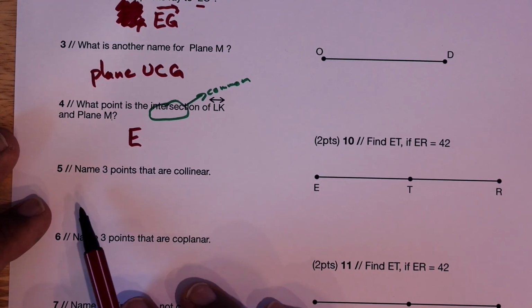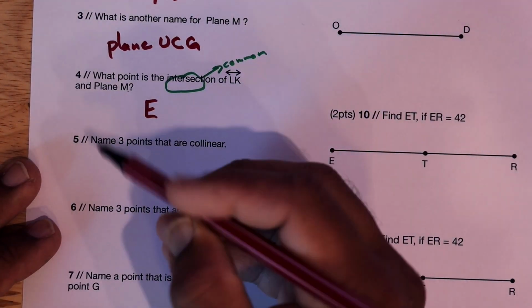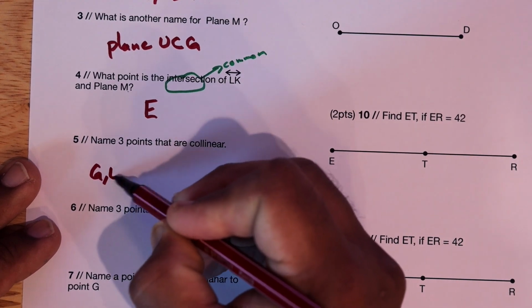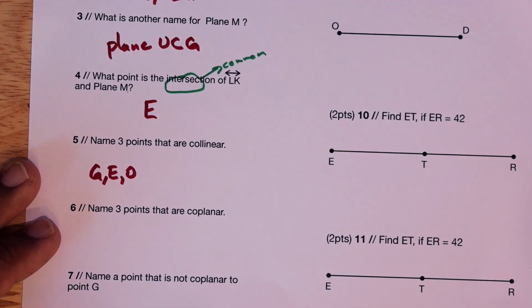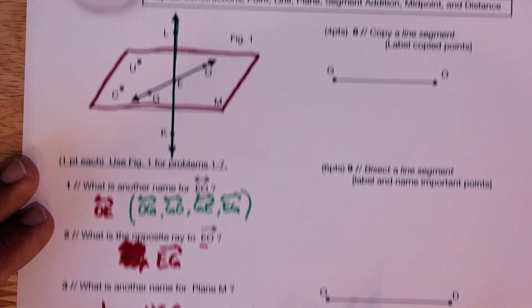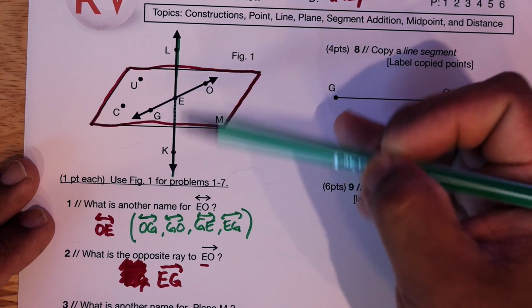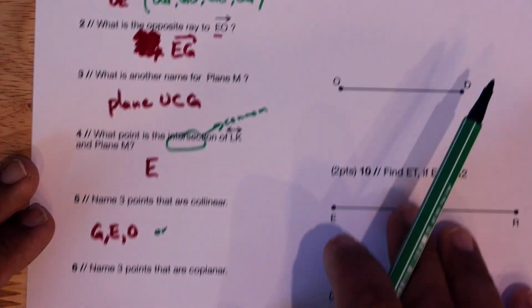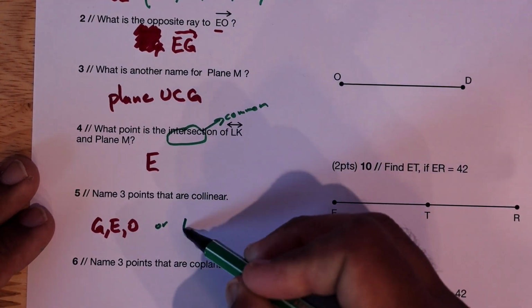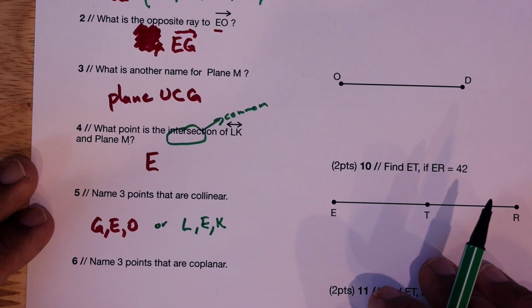Next one, number 5. Name 3 points that are collinear. Well, I've got GEO. It's probably the quickest one that people will put down. G, E, and O. But as an alternative, you get the fancy one down the middle. L, E, K. Those 3 are on the line. Either one of those work. Neither is better than the other. They're both correct answers.